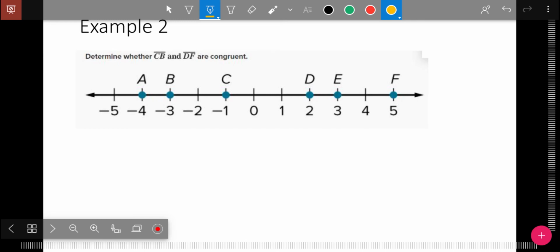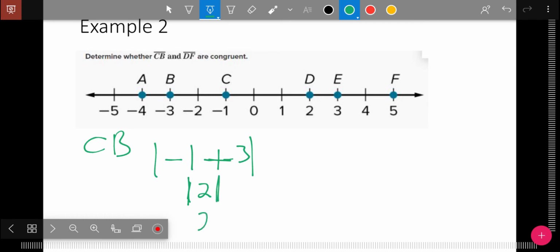Okay. Now, this is using that same fundamental to compare two things and ask if they're congruent. And so first, let's look at CB. CB is -1 minus -3. Now, it's the absolute value of that. Again, I've got to make this a plus, and so I get 2 there. The absolute value of 2 is just 2.